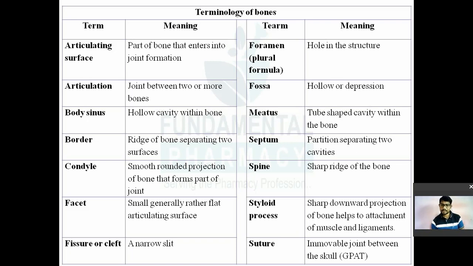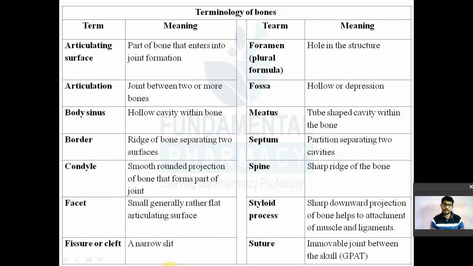Then next one is a facet. What do you mean by facet? A small and generally rather flat articulating surface. So facet is also an articulating surface. Hello, am I audible to you clearly? Okay. Small and generally rather flat articulating surface. Look, facet is an articulating surface, condyle is also an articulating surface. But facet means that is a flat type of articulating surface.